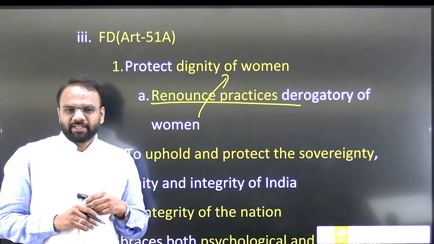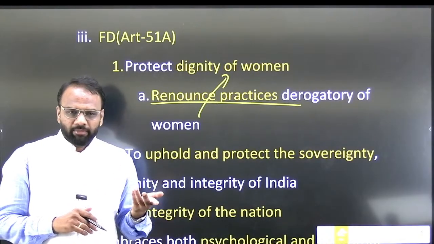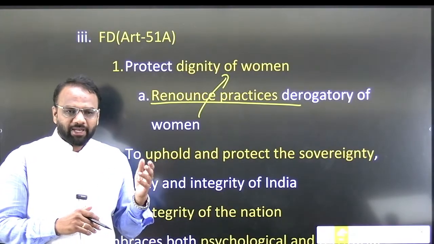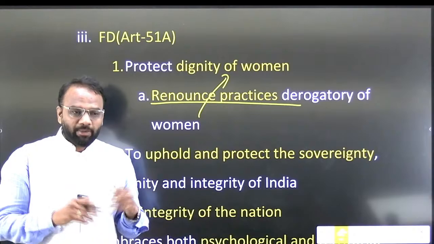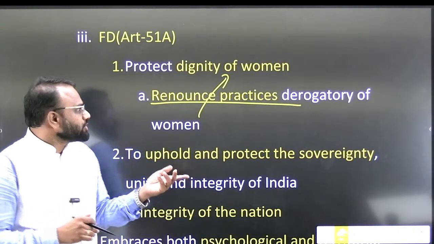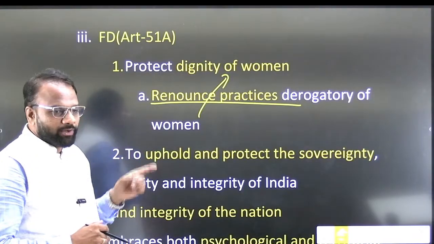So previously there existed a system called the sati system. It was abolished. Even today, dowry is a system which goes against the dignity of the woman. Similarly, the system of triple talaq was abolished. It went against the dignity of the woman. So we have to renounce practices which are derogatory to the dignity of woman.